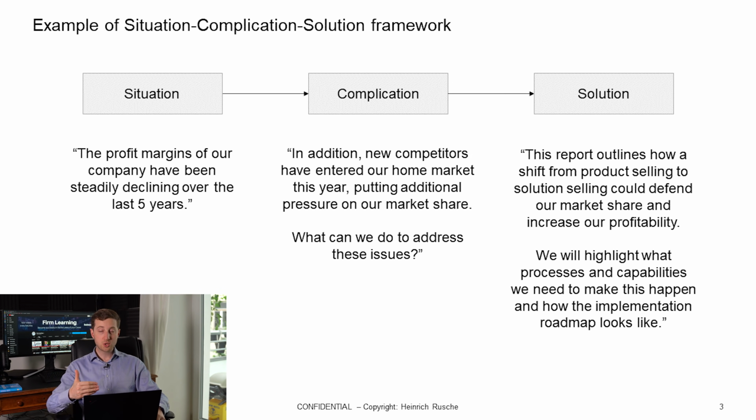So here in this solution segment of the introduction, you're first saying what your hypothesis is of how this could be addressed, namely the shift from product selling to solution selling. And now you also provide a brief outline of what will follow, namely what the key segments are, but in terms of ideas rather than structure elements, namely processes and capabilities, which you feel are a very important part of that, but also an implementation roadmap and how this will happen. So situation, complication, solution.